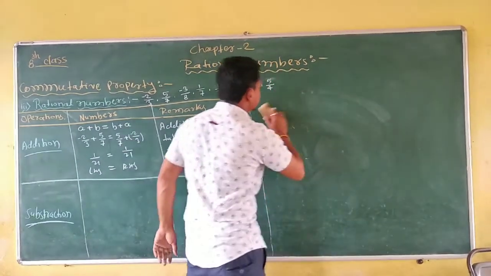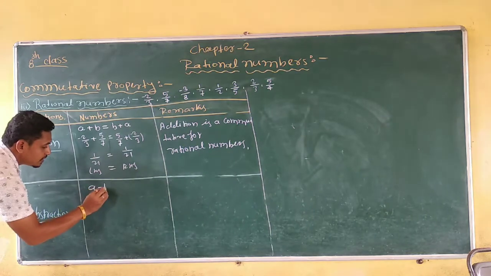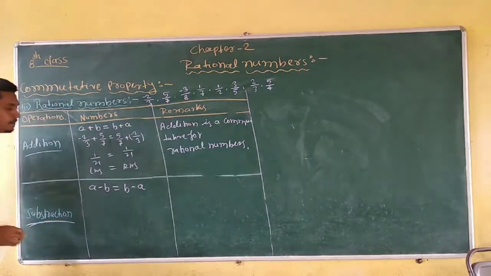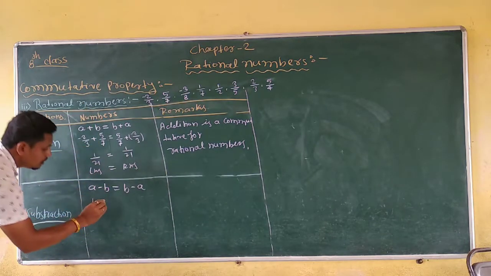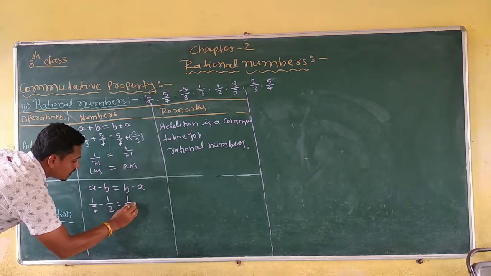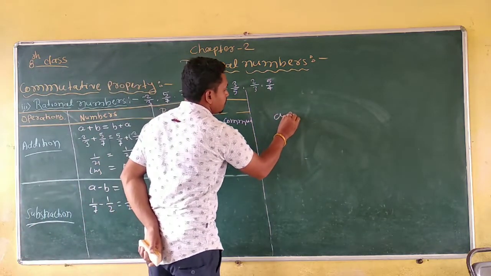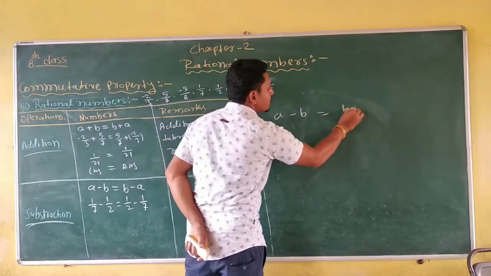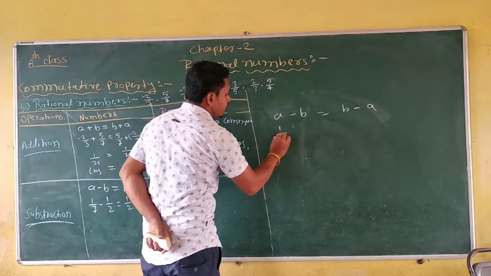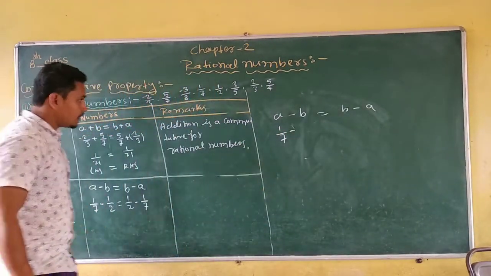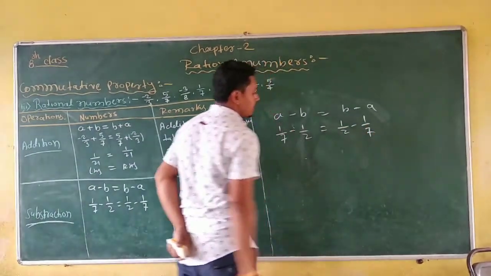Now next we have to check the next operation, which is subtraction. See here, a minus b is equal to b minus a. So here 1 divided by 7 minus 1 divided by 2 is equal to 1 divided by 2 minus 1 divided by 7. What is the value of a here? 1 divided by 7.